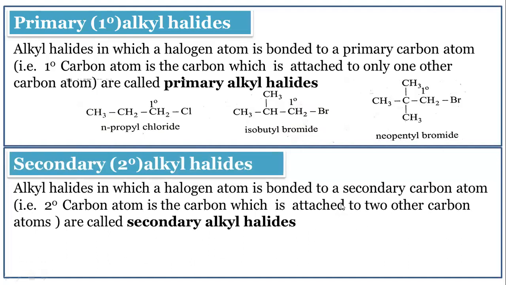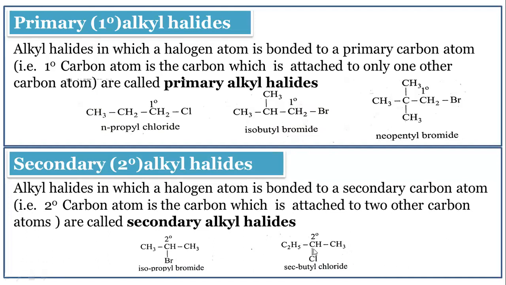Secondary alkyl halides means in which this halogen is attached to the secondary carbon atom. And secondary carbon atom means this carbon atom is attached to two other carbon atoms. See, bromine is attached to the secondary carbon. Why secondary? Because this carbon is attached to one carbon and this is the second carbon. So this is isopropyl bromide, a secondary alkyl halide.